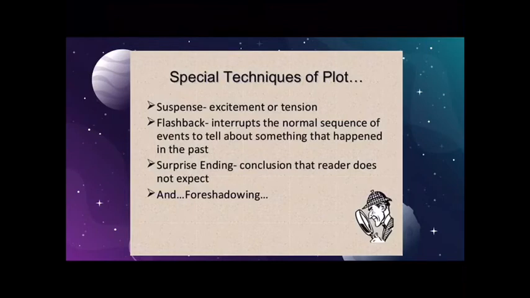One is suspense, which you put excitement or tension. One is flashback, wherein you interrupt the normal sequence of events to tell about something that happened in the past. Surprise ending, wherein the conclusion is one that the reader does not expect. And finally, foreshadowing. Foreshadowing means you are giving hints as to what would happen to the main characters in the story.